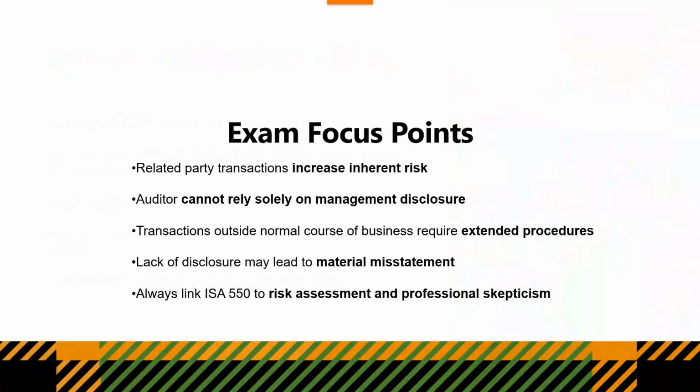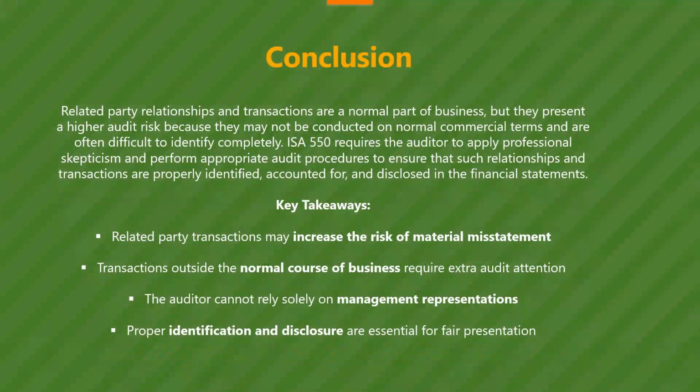Let's discuss our exam focus points. From an exam perspective, related party transactions increase inherent risk. The auditor can't rely only on management's presentation. Transactions outside normal business require extended audit procedures. Always link ISA 550 with risk assessment and professional skepticism. Using these points will help you score better in the exam. Now let's conclude our topic.